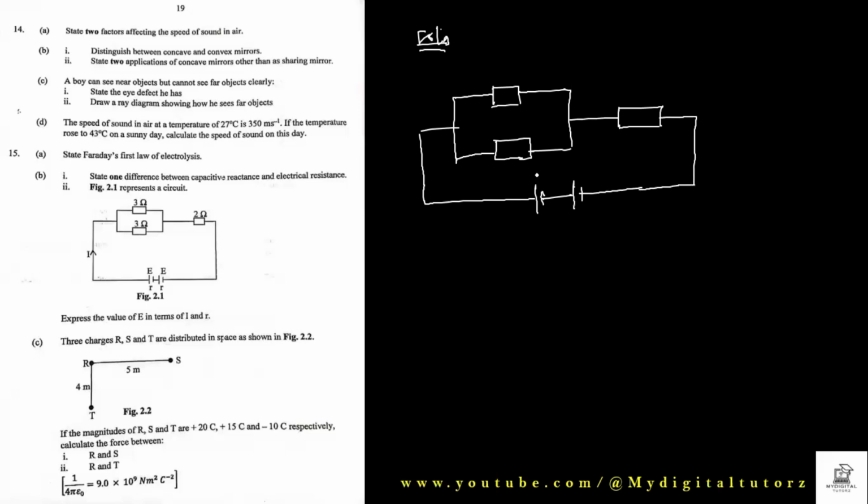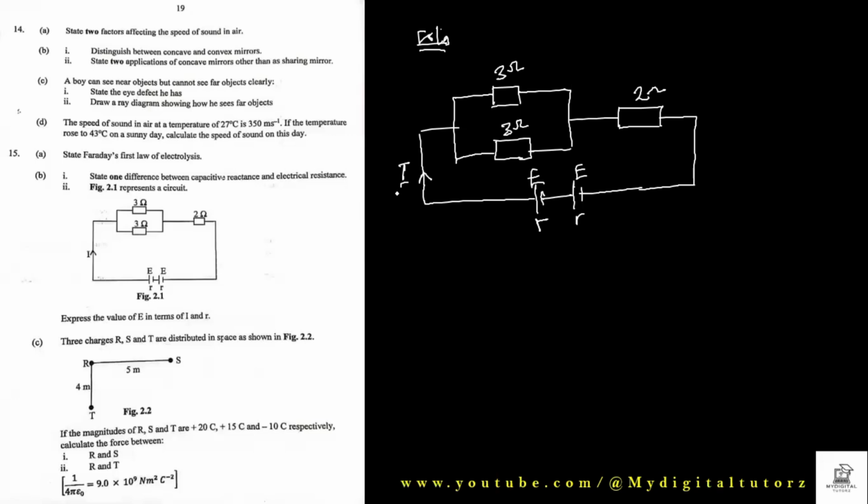So the first cell has the EMF to be E and the internal resistance R. This one also, EMF is E and internal resistance is also R. So here the value is 3 ohms and this value is also 3 ohms, while this one is 2 ohms. Then the current flowing from these cells is I. So in order for us to tackle this question, first and foremost, you look at your circuit. You have to find the total resistance, total internal resistance, and also total EMF of the cell.